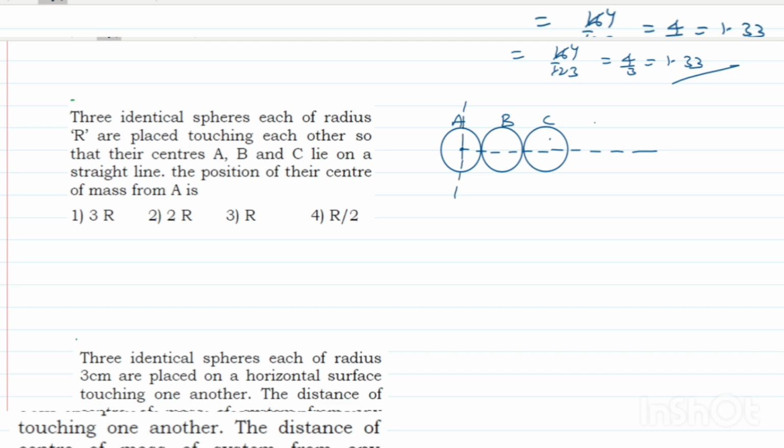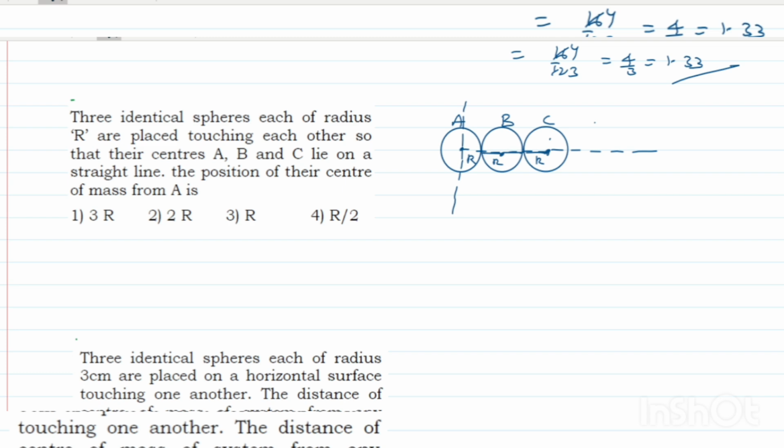This is your origin, students, and each radius is given as r. This is r, and from here to here we can take r. Each radius is given as r. This is also r, and here also it's r. Now all are identical masses, students.